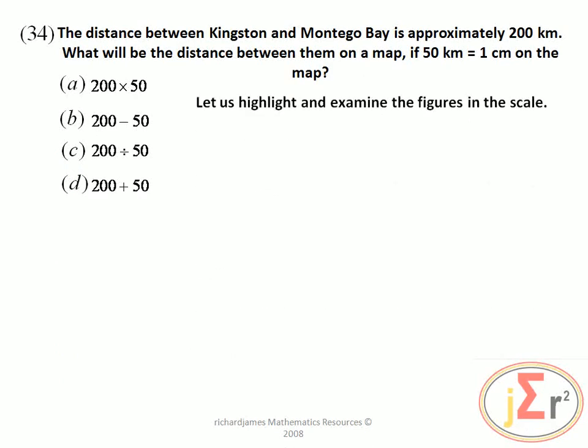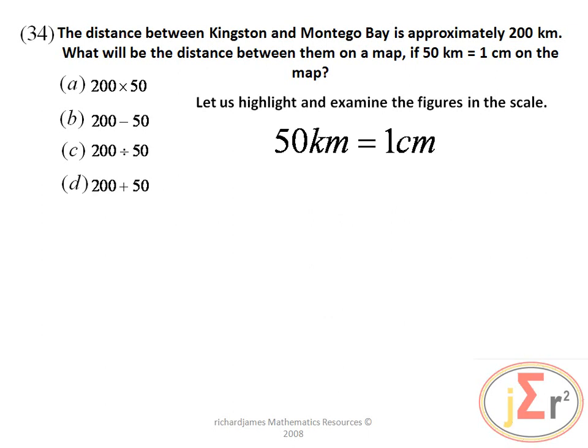The distance between Kingston and Montego Bay is approximately 200 kilometers. What will be the distance between them on a map if 50 kilometers is equal to 1 centimeter on the map? Let us highlight and examine the figures in the scale. So we have 50 kilometers is equal to 1 centimeter on the map.